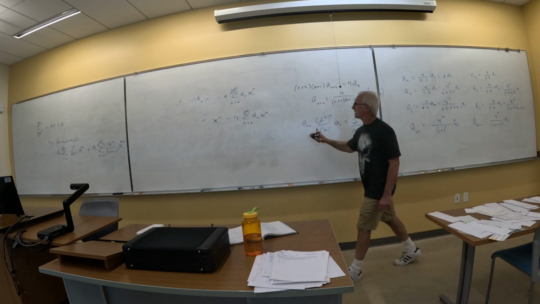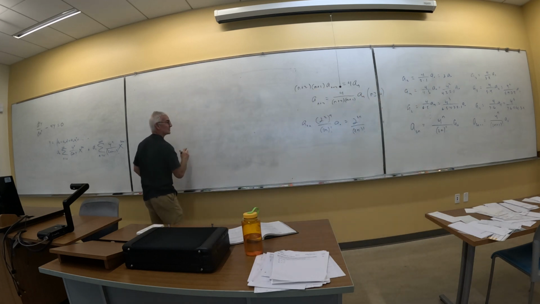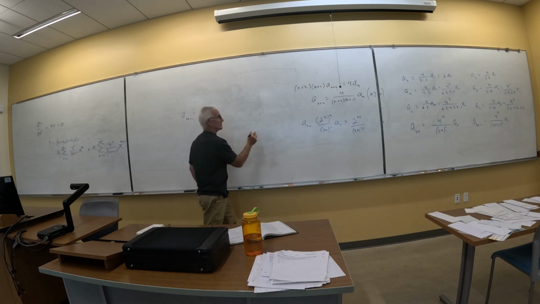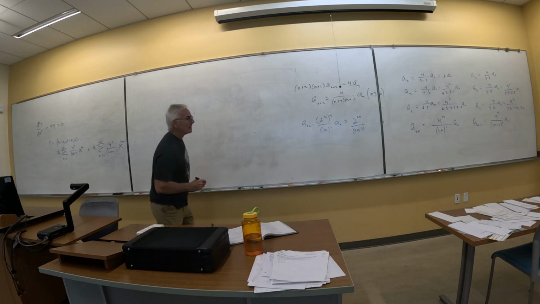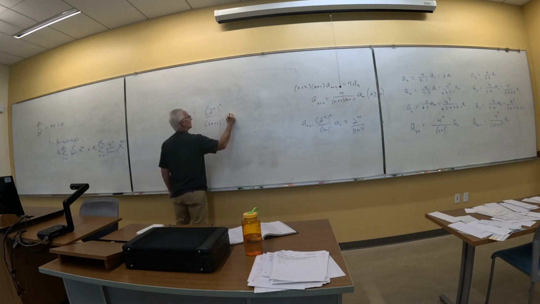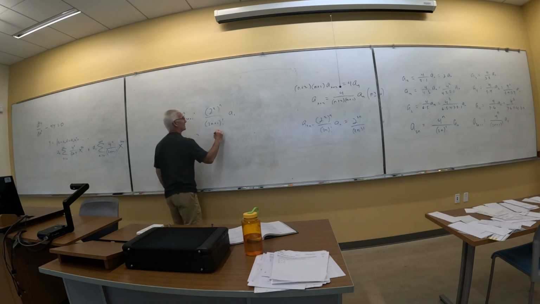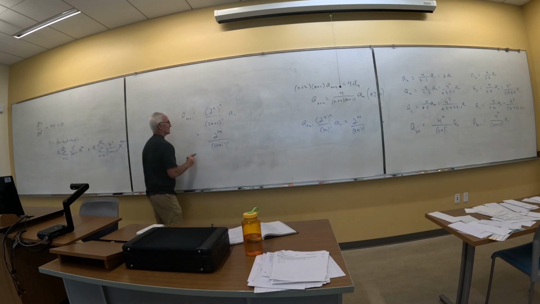I don't know. Let me erase this stuff. So the other one, this is an equal, sorry. Could I write 2 squared to the n over 2n plus 1 factorial A1? Could I do that? Yes. The problem is it's not going to be exactly what I want. If only I had another 2.